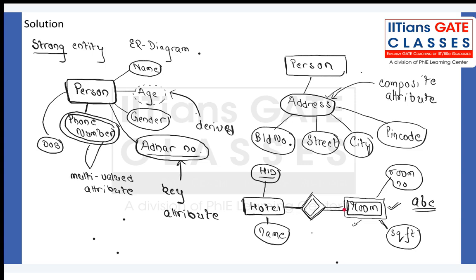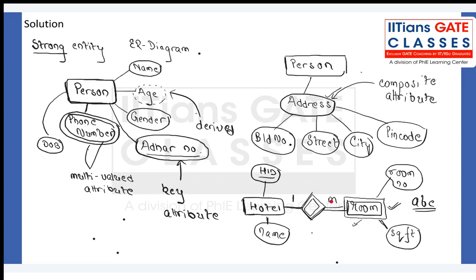Okay. And there is one more thing here. Every weak entity set follows something called a one-to-many relationship, which means one hotel can have many rooms. Okay, one hotel can have many rooms. That's why it's called a one-to-many relationship.